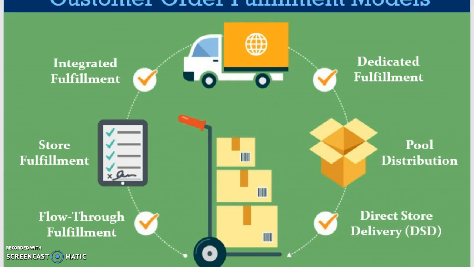The term omni-channel typically refers to retailers that offer products to consumers through both retail stores and websites. In the retail sector, both stores and consumers are considered customers. As such, various network designs are used to fulfill the demands of these customers. These networks can be privately owned or outsourced to third-party logistics providers. They are as follows: integrated fulfillment, dedicated fulfillment, pool distribution, direct store delivery, store fulfillment, and flow-through fulfillment.